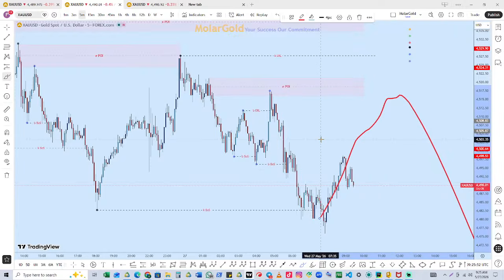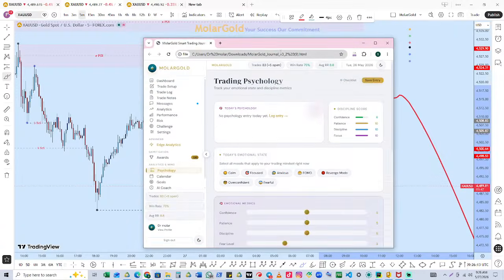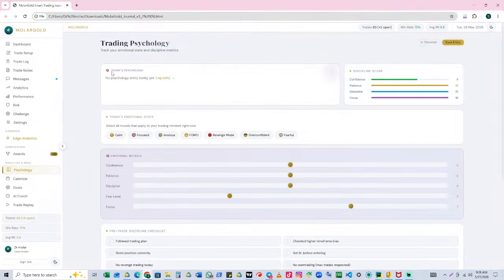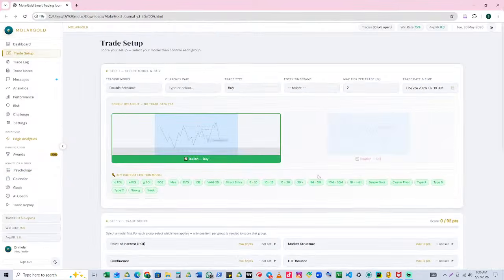All right, so guys, interesting stuff happening in gold. Very, very interesting. I don't want to trade the double breakout, but it's one of the most powerful setups that we have. Let's do the scoring. I'm going to do the scoring right now. In fact, let's do the scoring together.